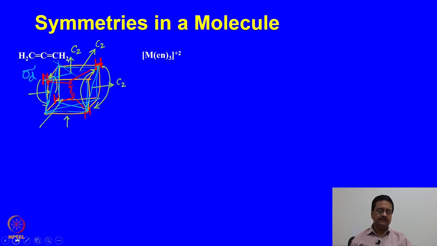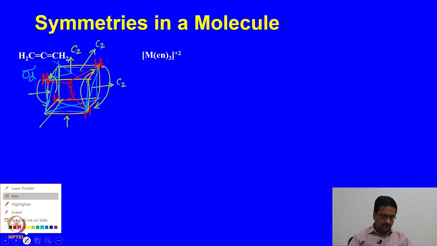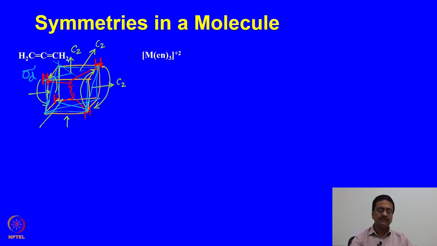Now, let us try to draw some metal complexes. M(en)3 2+. When I write en, it means ethylene diamine, which is like this. All of us know that this is a chelating ligand. So, if I have the metal ion which is octahedral, and we have the nitrogens connecting the ligands, as you know, this ethylene diamine ligand cannot connect from top to bottom, so the connectivities are like that.